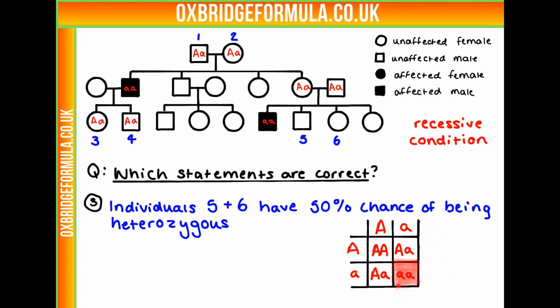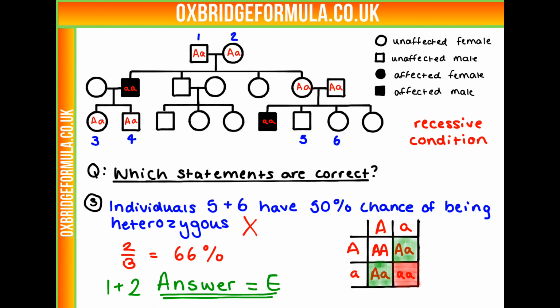We can get rid of this box here because we know that these are both unaffected individuals, and our homozygous recessive means they will be affected, so we can just not include that. And you can see our 2 heterozygotes there. So overall, that's a fraction of 2 out of 3 is the chance of them being heterozygous, or 66%, which is not 50%. So this is incorrect. So only 1 and 2 are correct, and our final answer is answer E.